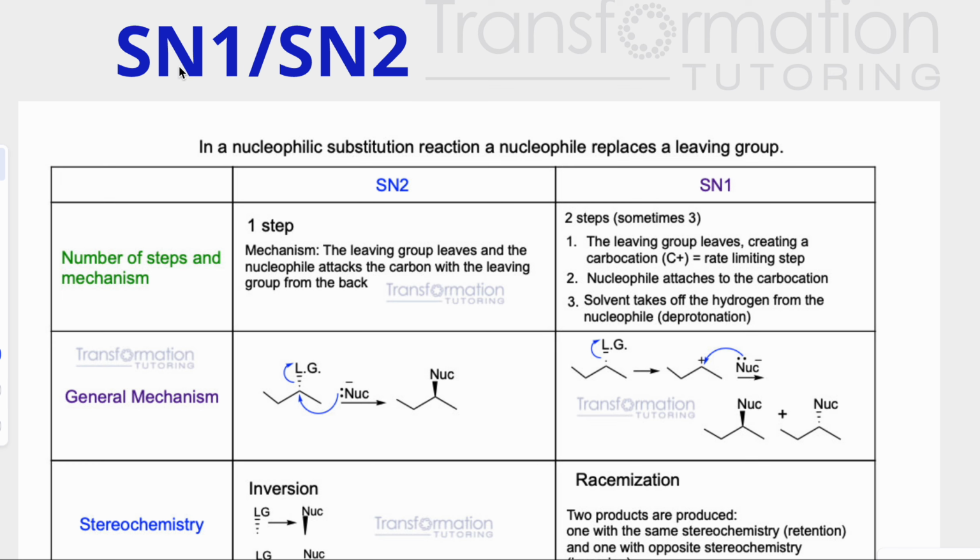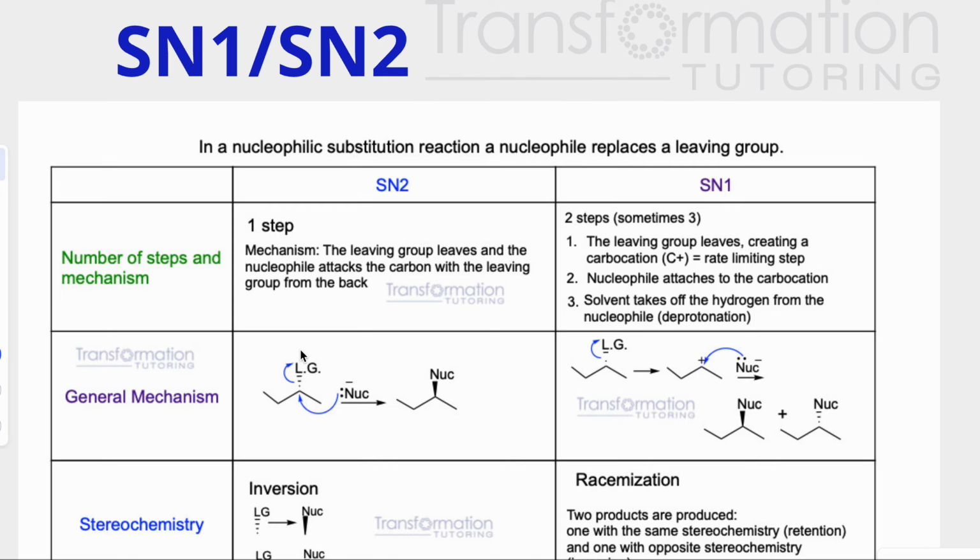So the product of an SN1 and SN2 reaction will be the nucleophile that replaces the leaving group. Let's look at each reaction separately and see the mechanism, stereochemistry, and how to choose each one. Starting with SN2, this is a one-step reaction, so everything happens at the same time.